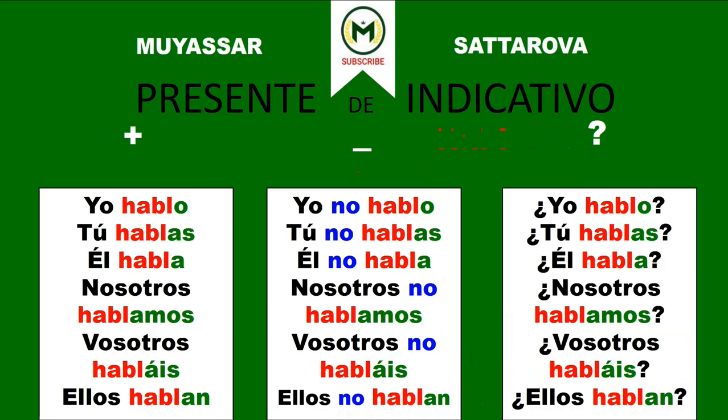Just like in any language, there are three forms of presente de indicativo: affirmative, negative forms, and questions. Making up the negative form, we use no between the subject and verb. If you want to make up questions, it is the same as the affirmative form, but is pronounced with an ascending tone.